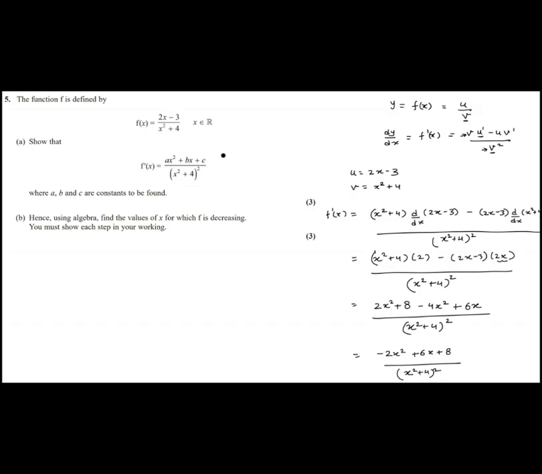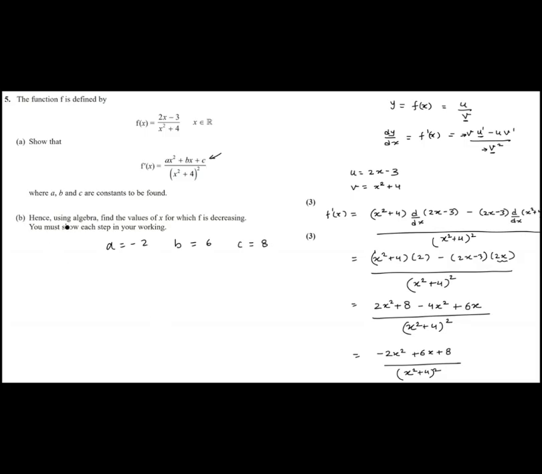Now if you compare with the form we needed to find, a will be minus 2, b will be plus 6, and c will be plus 8. Okay, so that's your first question.